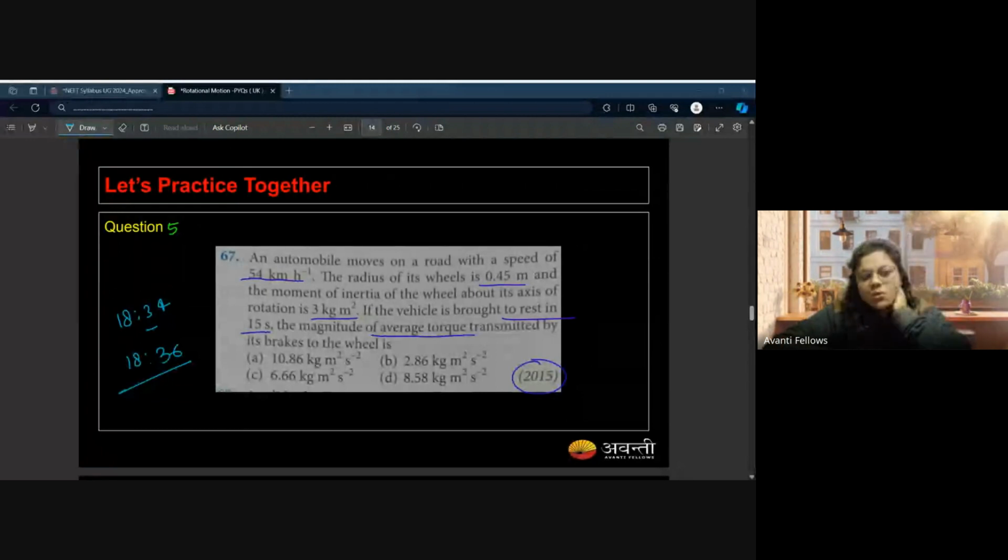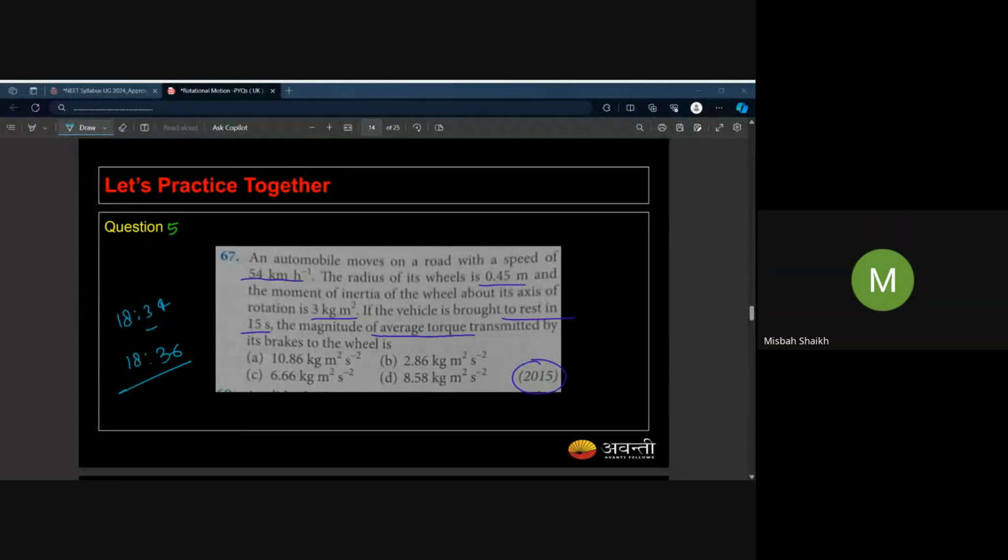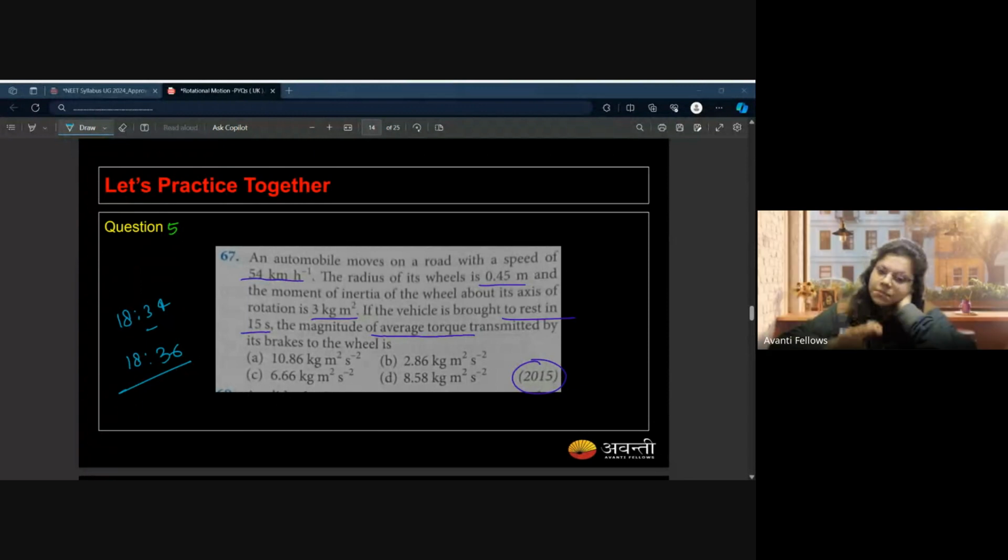Okay. The question goes like this: an automobile moves on a road with this speed. So we have basically a vehicle which is moving with this much speed. The radius of its wheel, obviously a vehicle moves on wheels. So basically they gave you the radius of the wheel and the moment of inertia of the wheel about the axis of rotation, and that inertia is 3 kg meter square. They said we applied the brake, and as a result of this, the vehicle is going to stop. You need to calculate the torque.